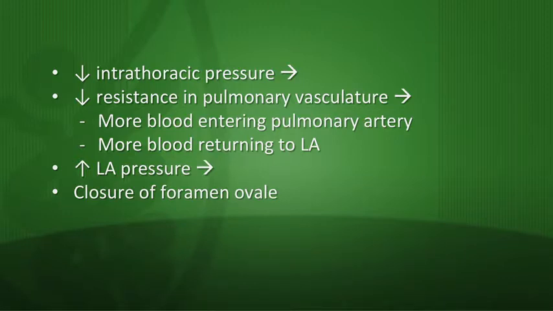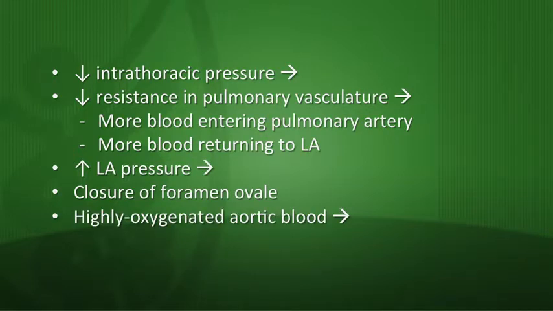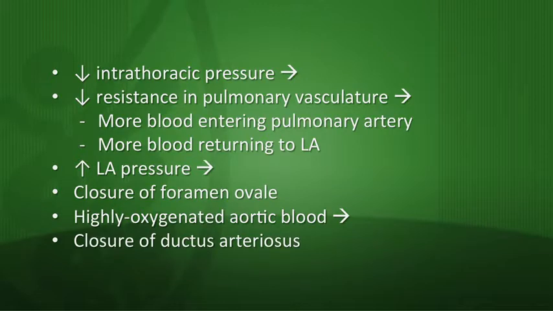Now eventually those two septa are going to fuse, but until then, the increased left atrial pressure just holds them together. So now you have the highly oxygenated blood coming from the lungs and the pulmonary veins into the left atrium and into the left ventricle and out into the aorta. And that highly oxygenated aortic blood is going to cause the ductus arteriosus to close. Now, if that doesn't close, we call it a patent ductus arteriosus, or PDA.